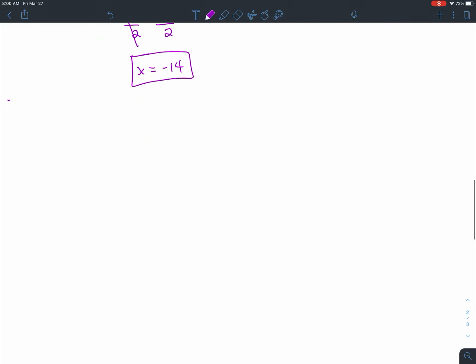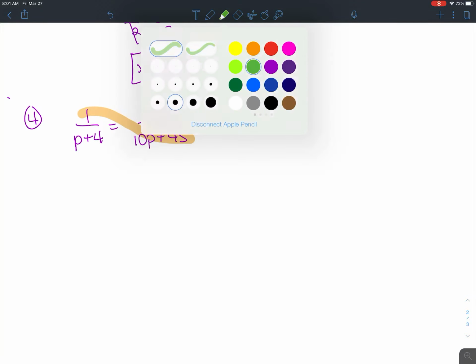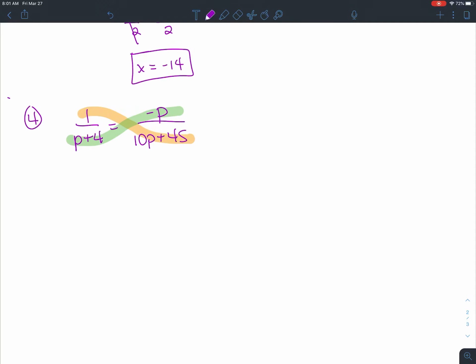Actually, let's do one more question. Number 4. So if we have 1 over p plus 4 equals negative p over 10p plus 45. I have one fraction equaling another fraction, so I don't have to find a common denominator or anything like that. I can just do cross multiplication. So I get 1 times that. I'm just going to write it as 10p plus 45. And then negative p times that is negative p squared minus 4p.